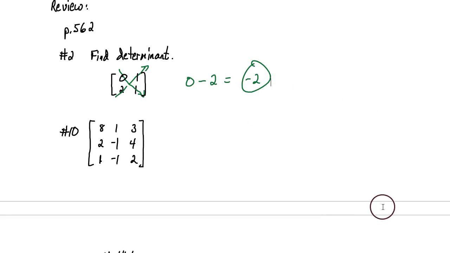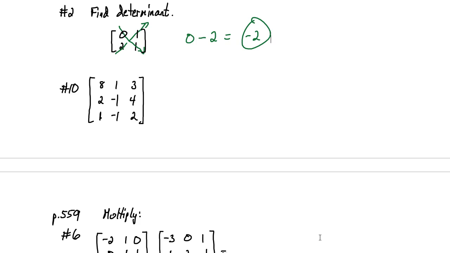Now number 10 is a 3 by 3 matrix. And there's more than one way to find the determinant. But the way that we have studied is to copy down the first column again and the second column again.